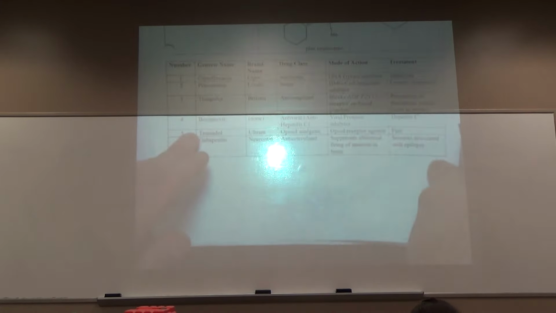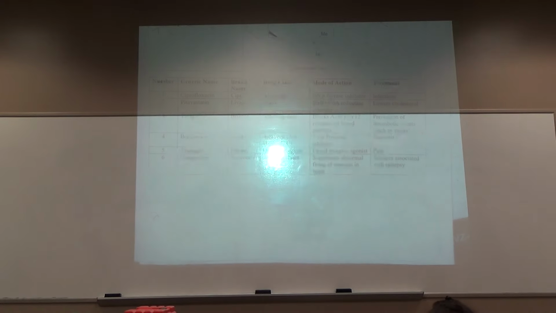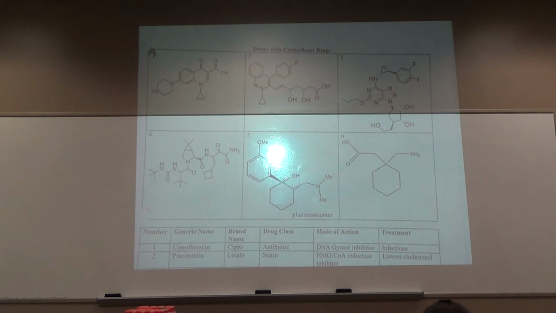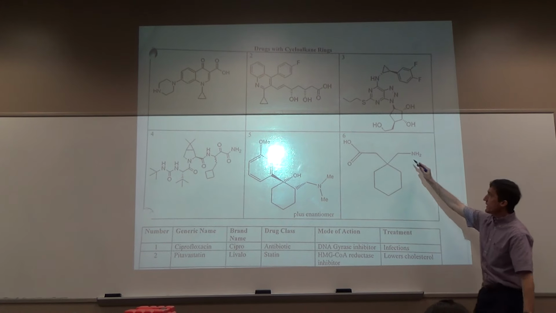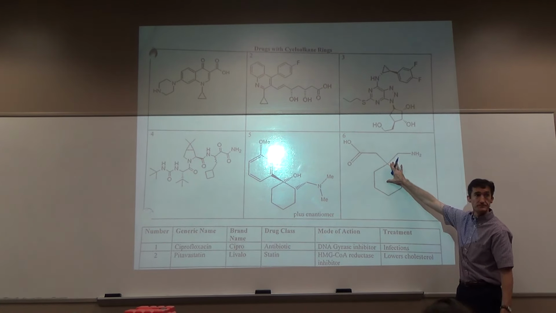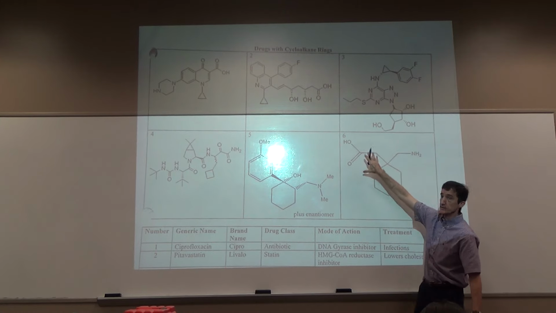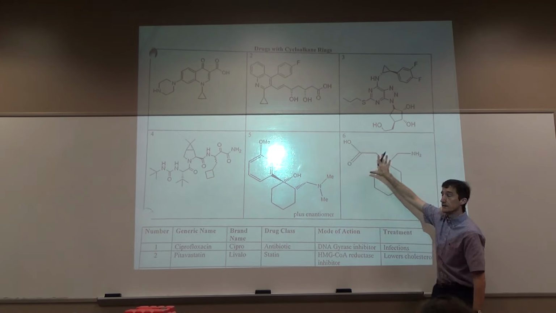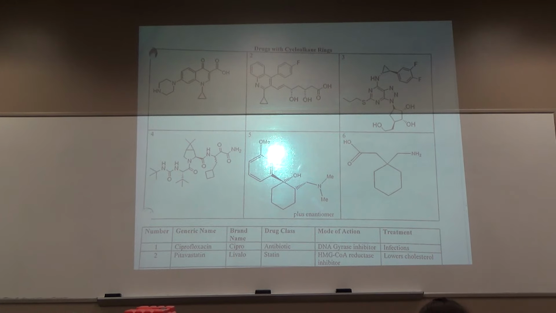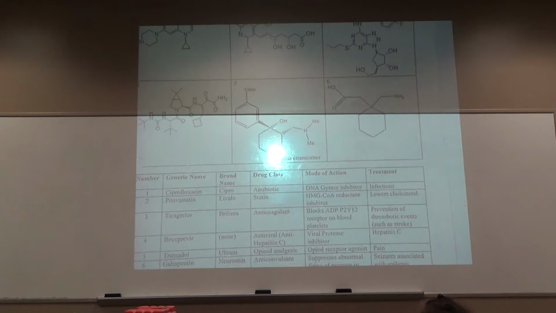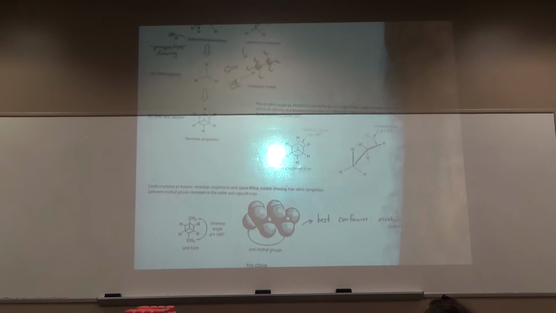Okay, there's some drugs with, well, that's more than cyclopropane. It's also got some cyclohexanes. Look at this, a fairly simple molecule. Cyclohexane, got this primary amine, got this carboxylic acid. That's a drug that's used for epilepsy.